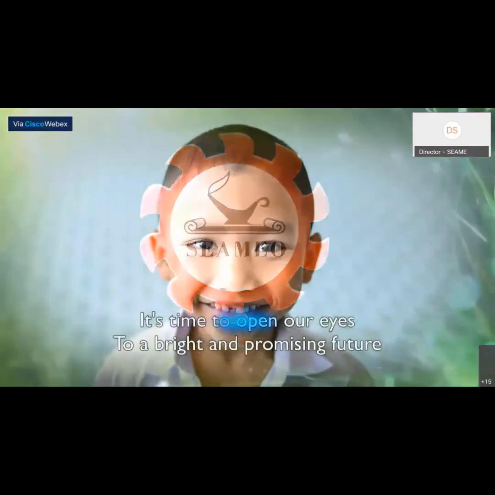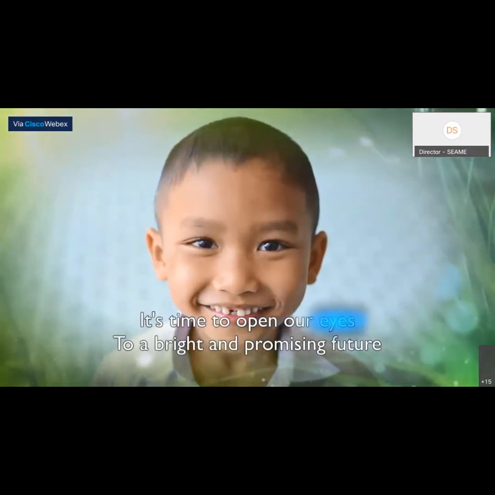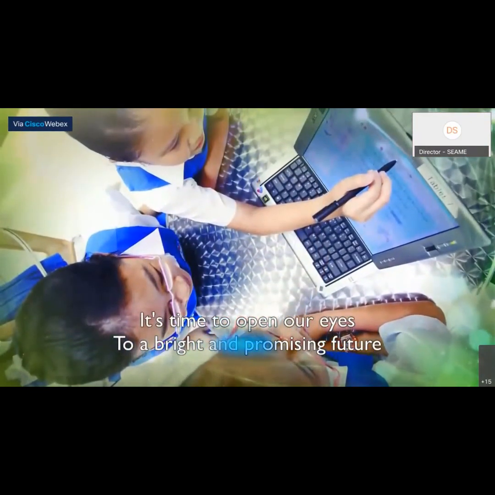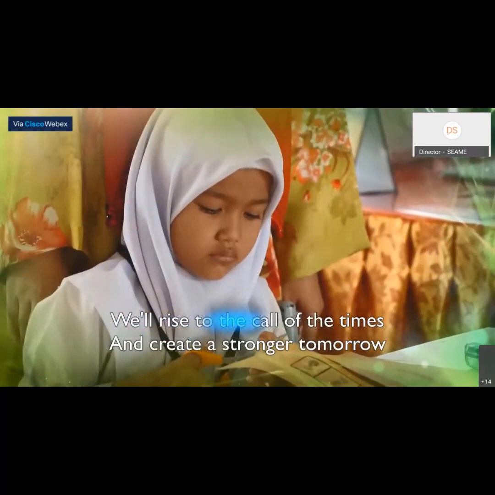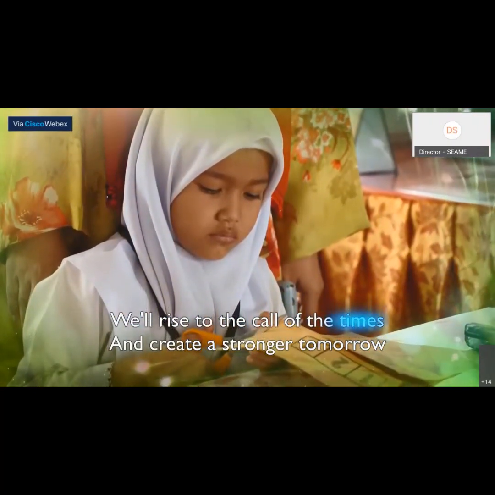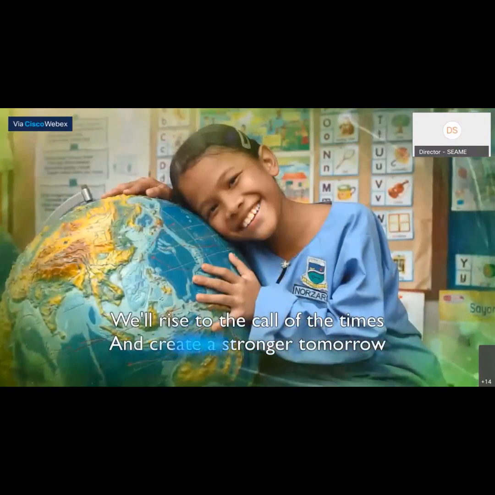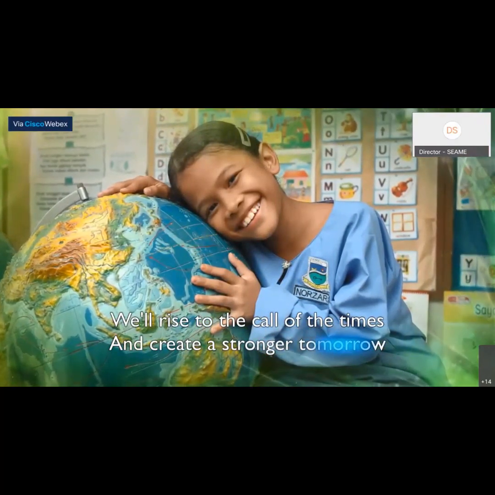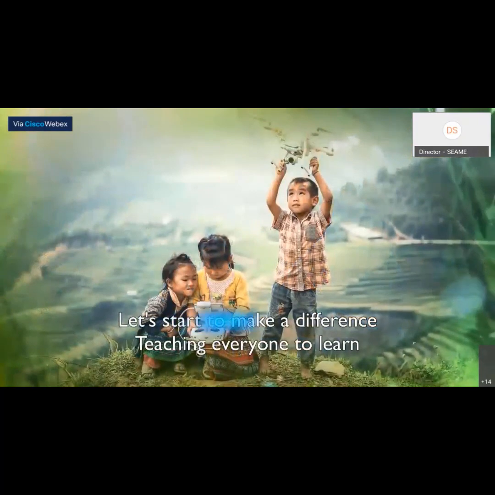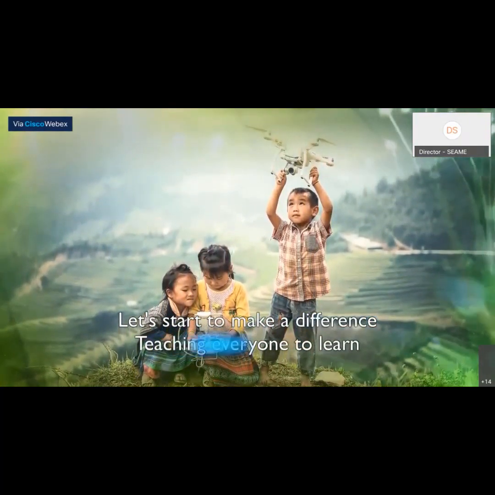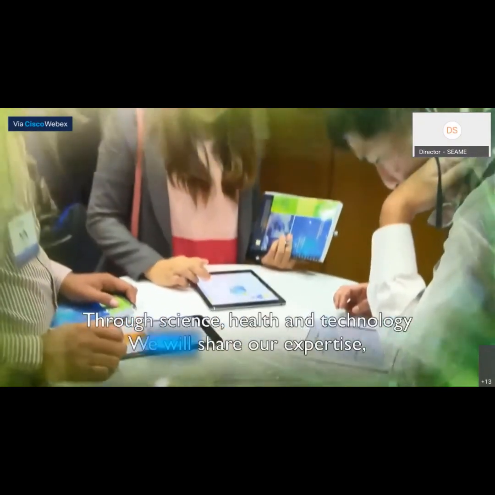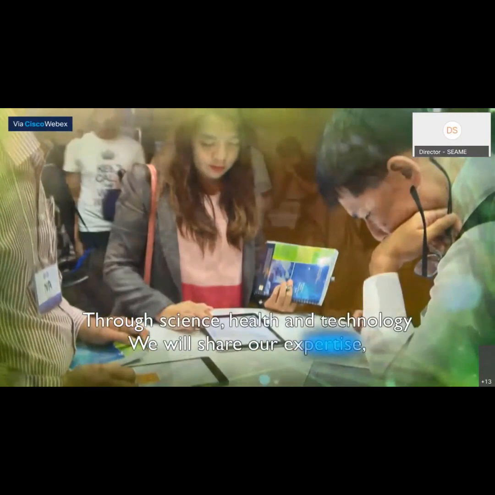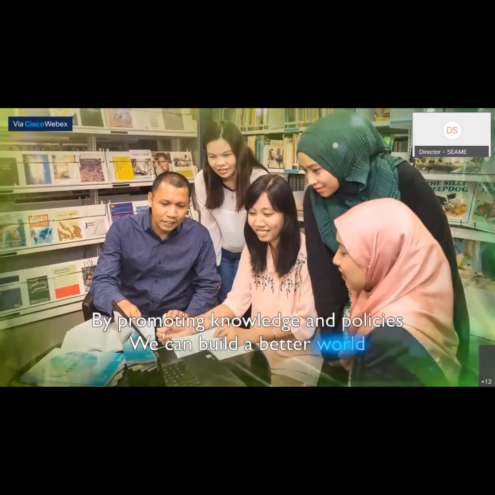It's time to open our eyes to a bright and promising future. We'll rise to the call of the times and create the strong. To make a difference, teaching everyone to learn through science, health, and technology. We will share our expertise by promoting knowledge and policies. We can build a better world.